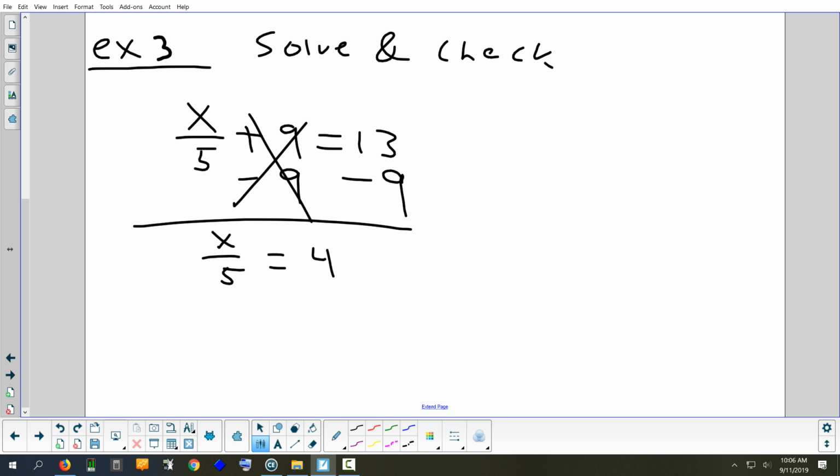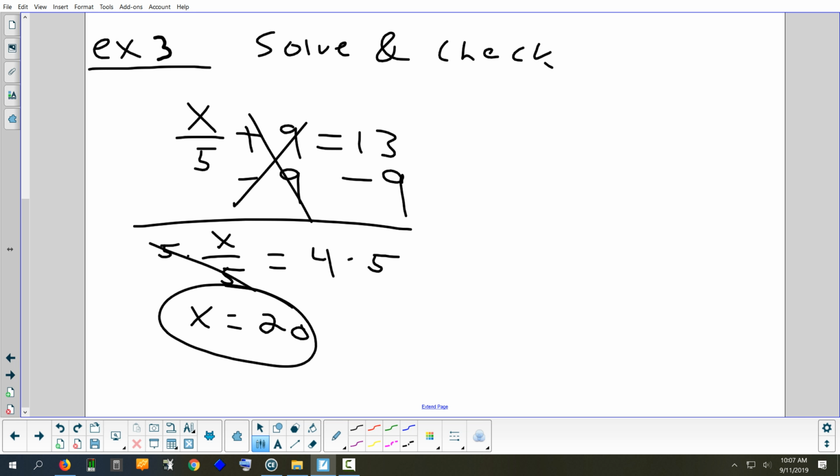Okay, so how do I deal with x divided by 5? You would multiply 5 to both sides. Yep. So we've got to undo the divide by 5. We're going to do times 5 on both sides. What happens on the left? Yep, 5 cancels out. The 5s are gone. Don't have to deal with those anymore. All we have is x, and 4 times 5 gives us 20.